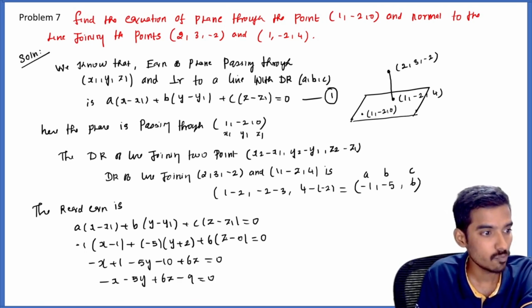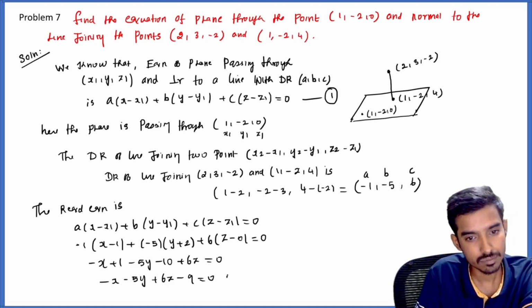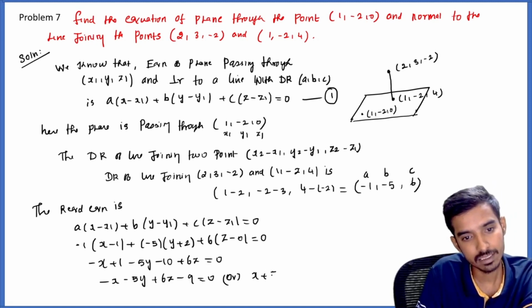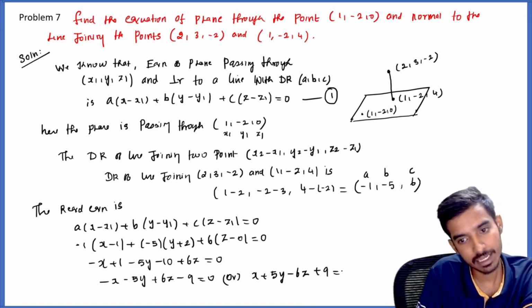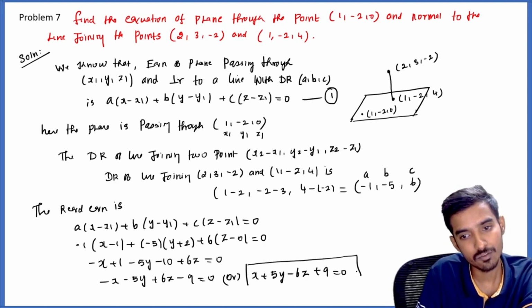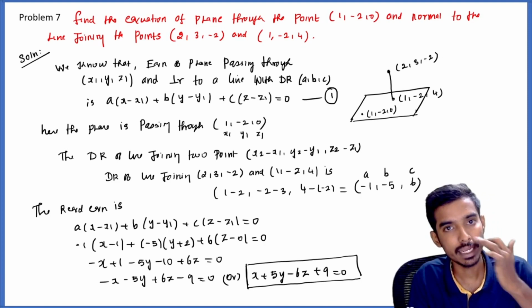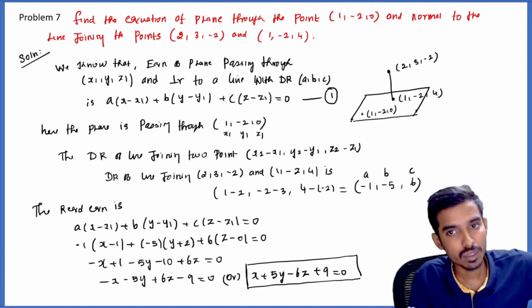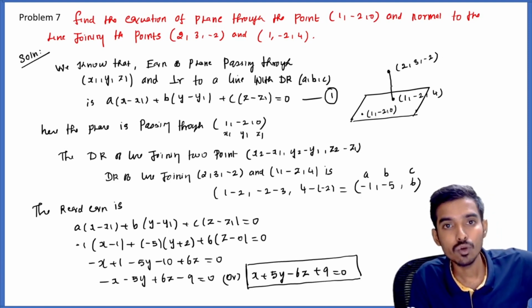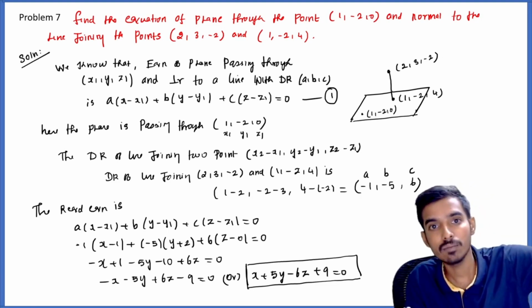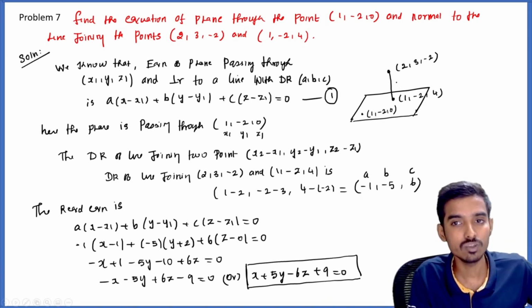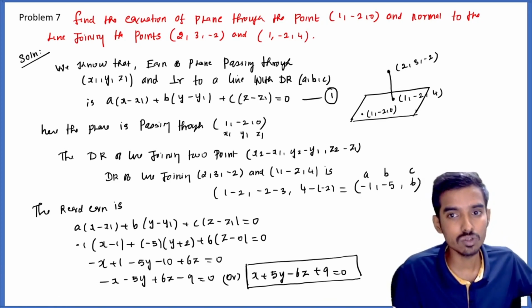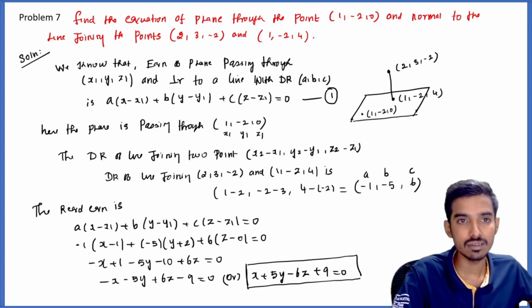Or the equation of plane can also be written as, multiplying this by minus 1, x plus 5y minus 6z plus 9 is equal to 0. This is the required equation of plane. So we know the equation of plane passing through a point and perpendicular to a line, right? Suppose if you want to find the equation of plane passing through a point alone, you take that line to be the normal, right? I have already said this many times in the previous parts. You just go through part 1. Here we have discussed this, right?